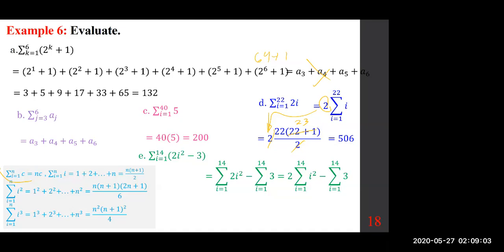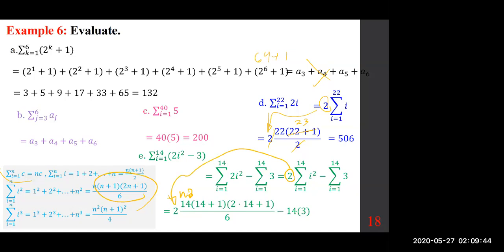All we have to do is look at the I squared. We have a formula for I squared. You use that. We have a formula for a constant. You use that. So 2 times, okay. Now notice it's n times n plus 1. And n is 14. N is 14, everybody. 14. Okay, 2. Why 2? Because of this number. 2 is in front, everybody.